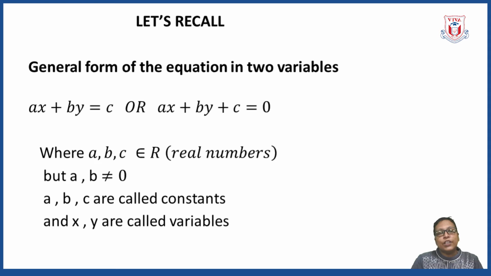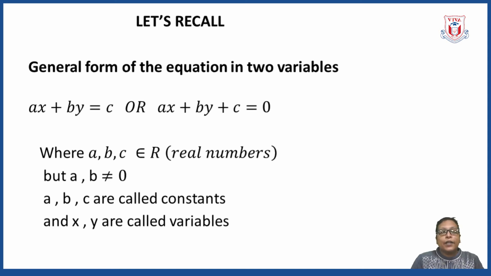The first condition here is a, b, c. They are called as coefficients. You know that they are called as coefficients. x and y, they are called as variables. a, b, c are also called as constants because their value remain the same. We cannot change their value. Opposite to that, x and y are called variables because we can assign any value to these variables.